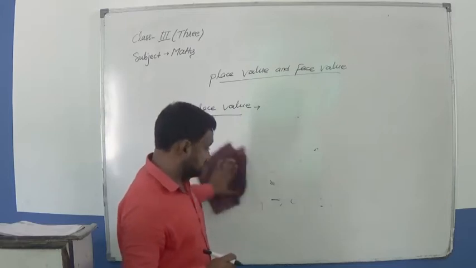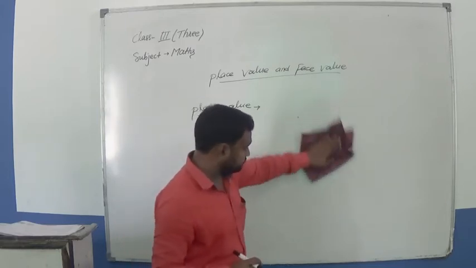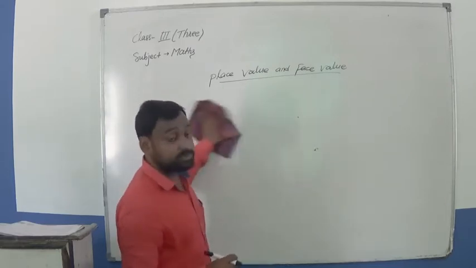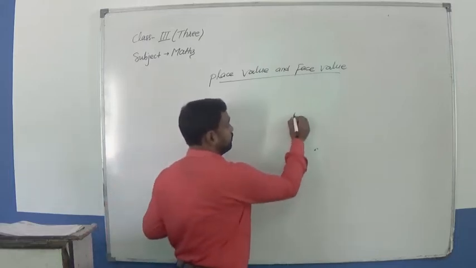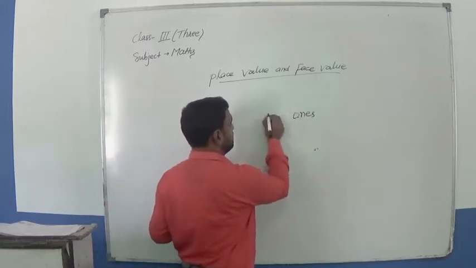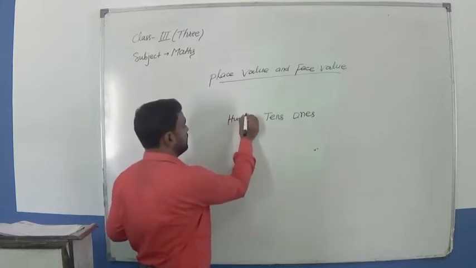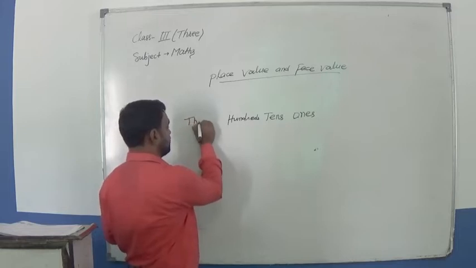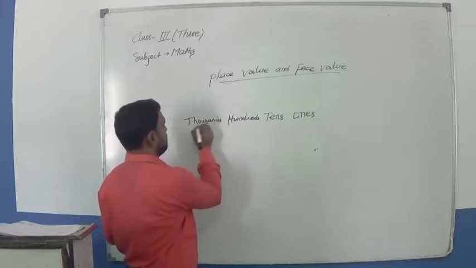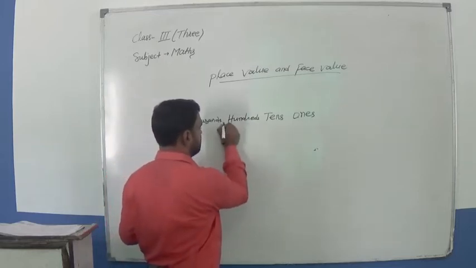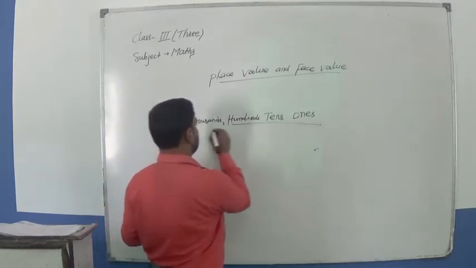How is it? Just see another way. How do we represent a number? Ones, tens, hundreds, thousands, and so on.